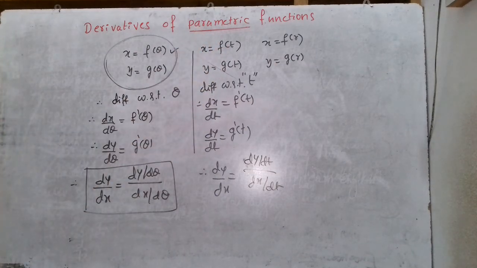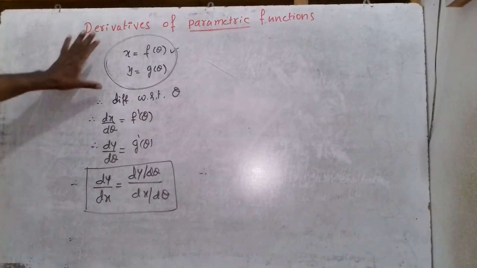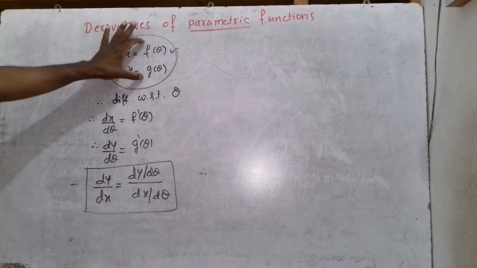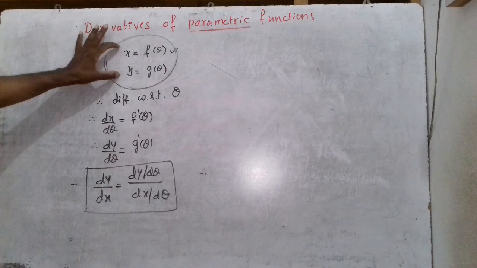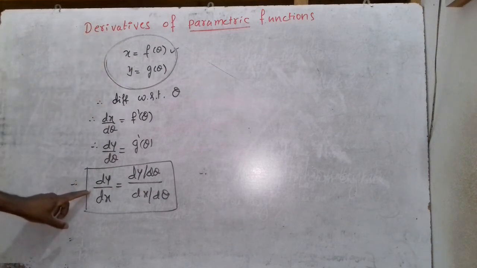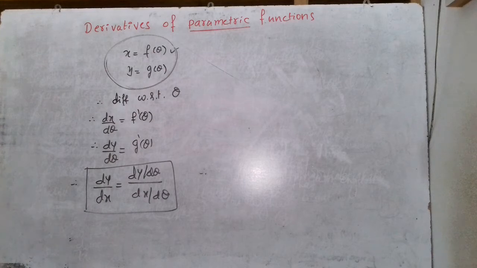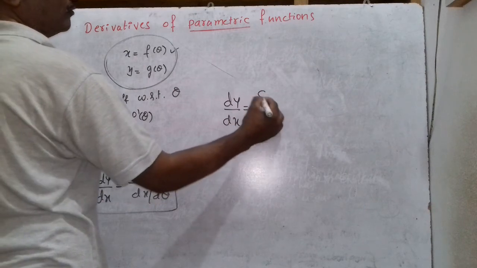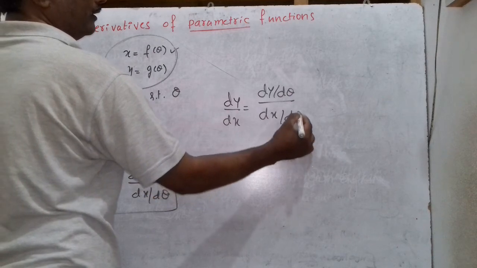So remember this much: if the given functions are x equal to f theta, y equal to g theta, differentiate with respect to theta and substitute the derivatives of x and y with respect to theta in this form to get dy by dx. So dy by dx equals dy by d theta divided by dx by d theta. Remember this one.